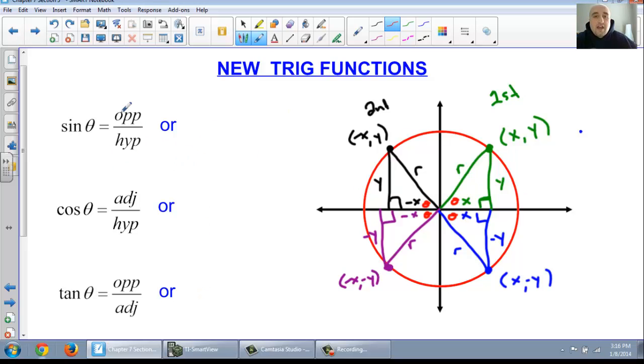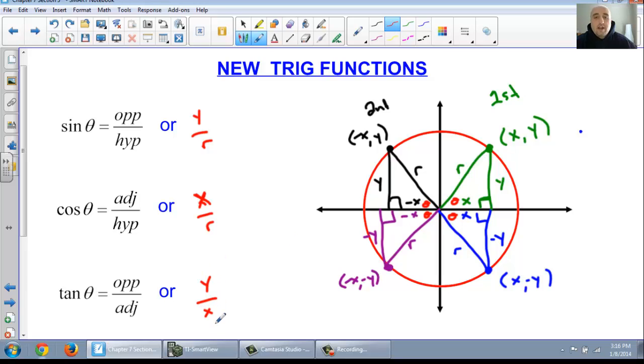If sine is opposite over hypotenuse, opposite of theta is y, hypotenuse is r. So sine is your y value divided by your r value. Cosine would be your adjacent over hypotenuse. So adjacent would be your x value over your hypotenuse, so x over r. And then tangent is opposite, which is y, over adjacent, which is x.